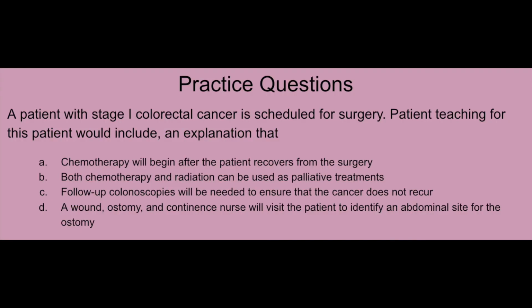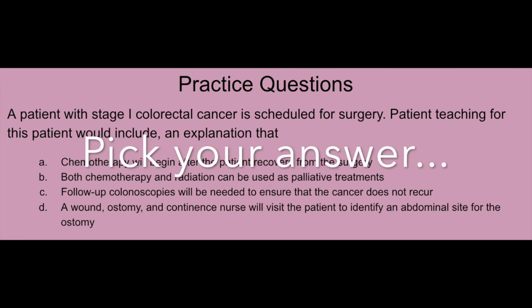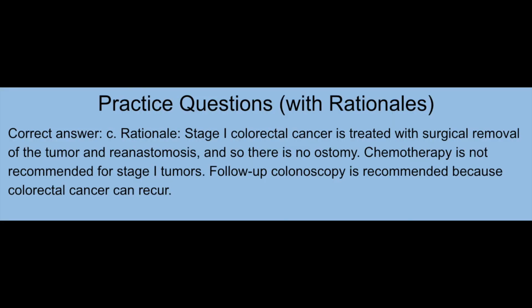A patient with stage 1 colorectal cancer is scheduled for surgery. Patient teaching for this patient would include an explanation that: A. Chemotherapy will begin after the patient recovers from the surgery, B. Both chemotherapy and radiation can be used as palliative treatments, C. Follow-up colonoscopies will be needed to ensure that the cancer does not recur, D. A wound, ostomy, and continence nurse will visit the patient to identify an abdominal site for the ostomy. The correct answer is C. Please pause the video for more information.